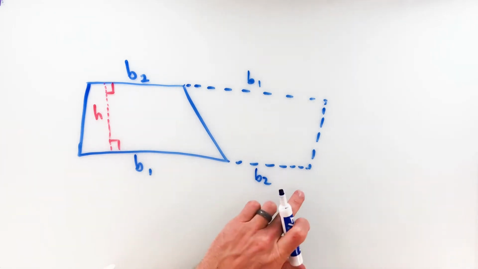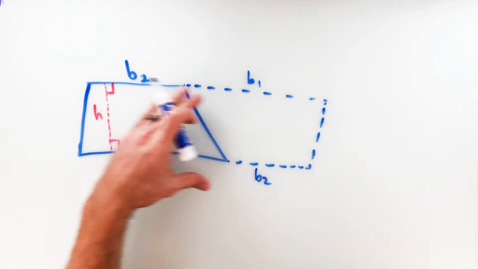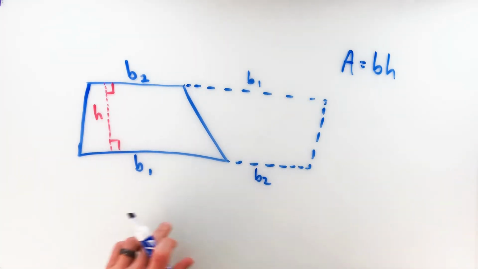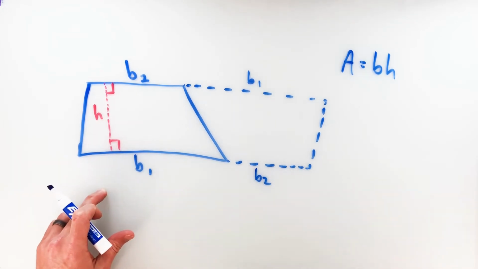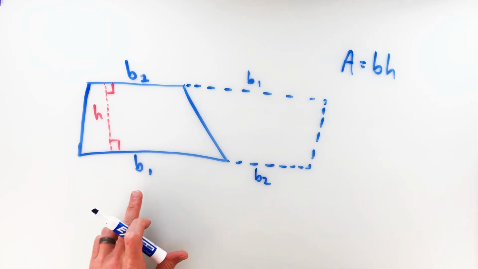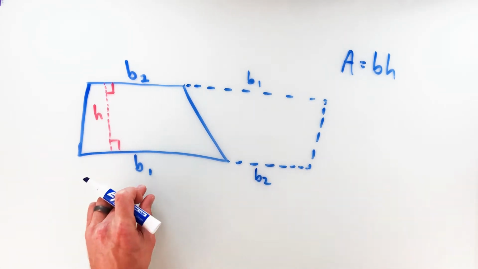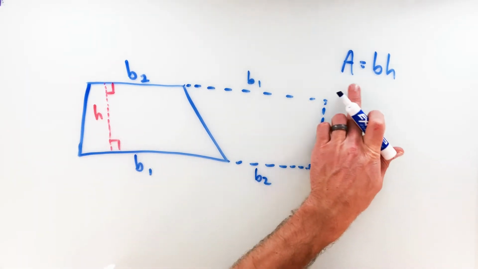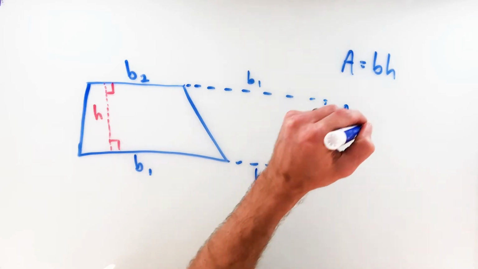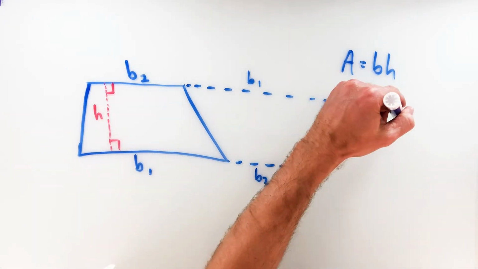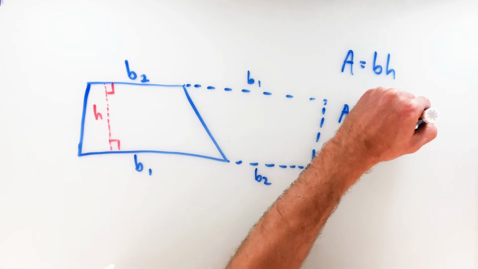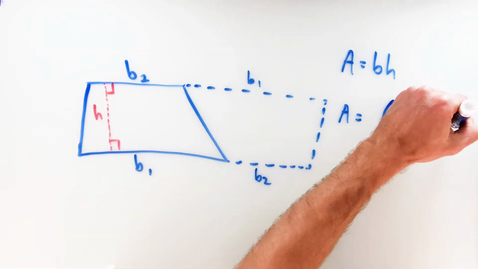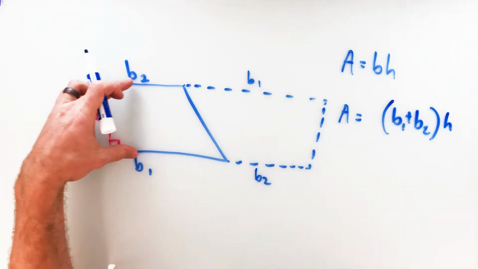So if I want to find the area of this whole parallelogram, we know that the area of a parallelogram is just base times height. I would take the whole base, which would just be the sum of these two lengths, base 1 plus base 2, times the height, which is still just h. So the area is equal to the base, which would be base 1 plus base 2, in parentheses, times the height, which is just h. That would be the area of this whole thing.